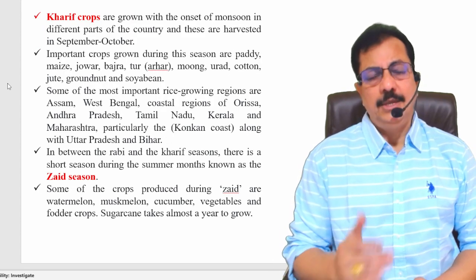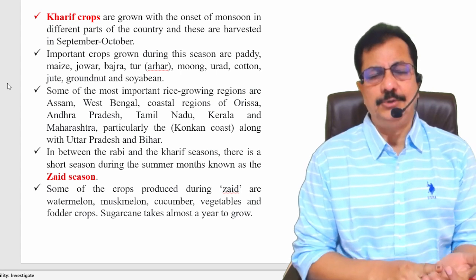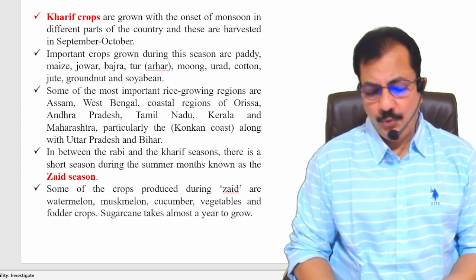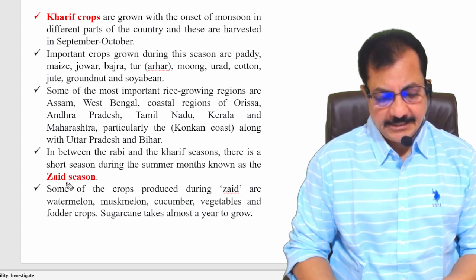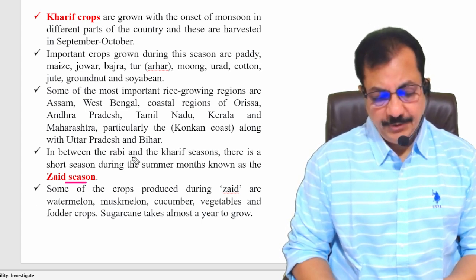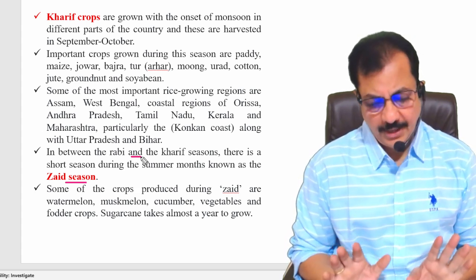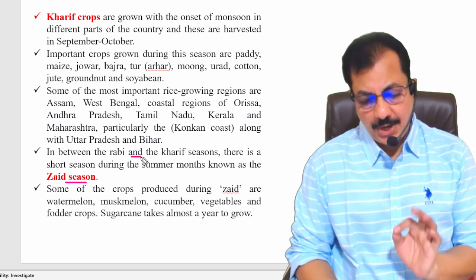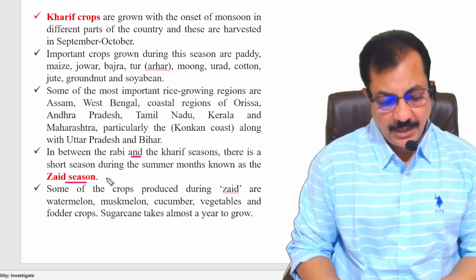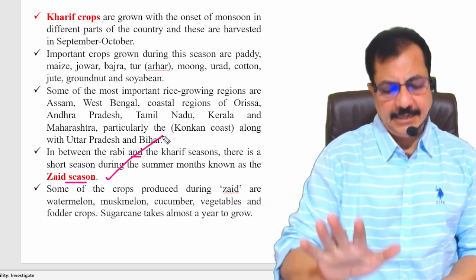Number two, if you look at the Kharif crops, you know what the Kharif crops, the seasons and everything are. And from here, let me straight away go to the so-called Zaid season. Where exactly is this? It is between the Rabi and Kharif seasons. Hopefully you are aware of this. There is a short season during the summer months, and this is known as the Zaid season, and those crops are called Zaid crops.